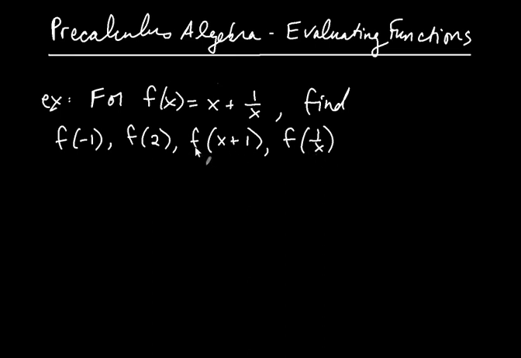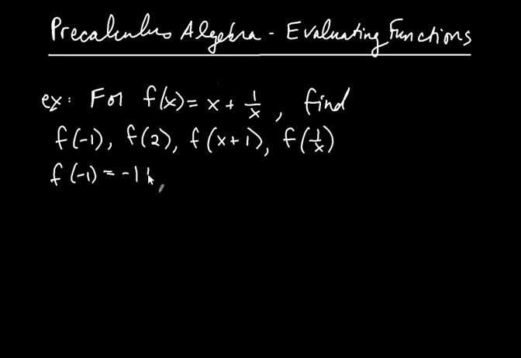So what these all have in common is you want to replace the x in the function with what's inside parentheses. So for example, if you have an x plus 1 in parentheses, you would want to put an x plus 1 there and an x plus 1 here. Okay, let's go ahead and go through these. So f of negative 1, that's going to be negative 1 here and a negative 1 there.